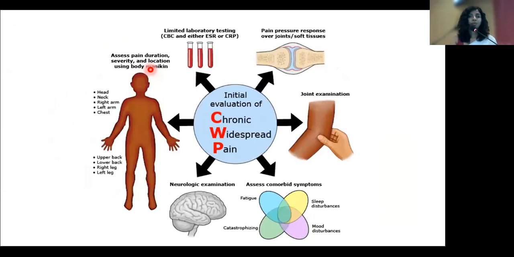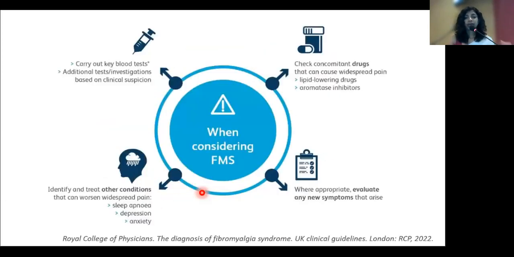So when we are evaluating a patient, of course, we need to look at the joints, see if they are inflamed, look at the periarticular structures, the soft tissue, see if we can detect any localized pathology. And then we move on to examining for widespread pain. And of course, sometimes we will have to do a neurological examination as well. And this is from the 2022 RCP guidelines.